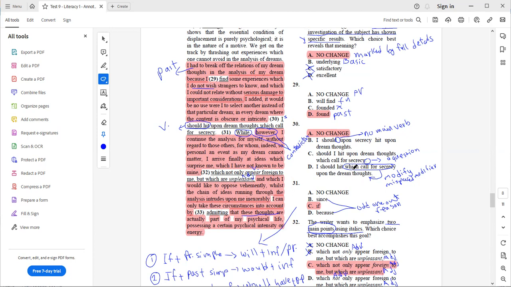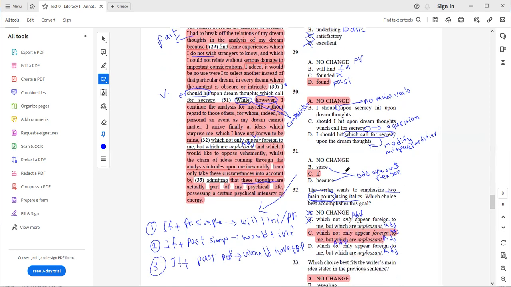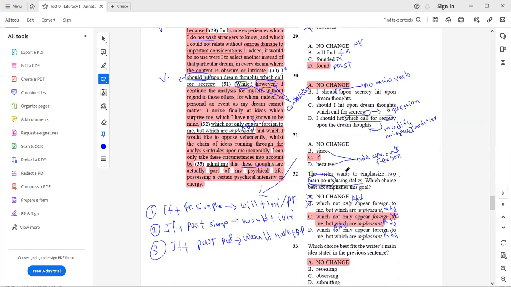D. I should hit which call for secrecy upon the dream thoughts. When we bring a relative subordinate clause, it must be related to what comes before it. Do you feel that which call for secrecy describes hit or describes thoughts? It describes thoughts. And there is another thing. If it described hit, hit would be singular. Hit is a verb, not a noun. So which describes a noun, not a verb. Clear? Yes. Thank you.